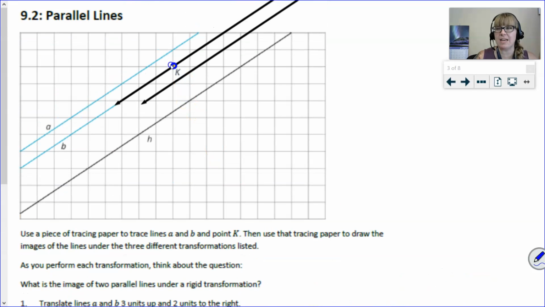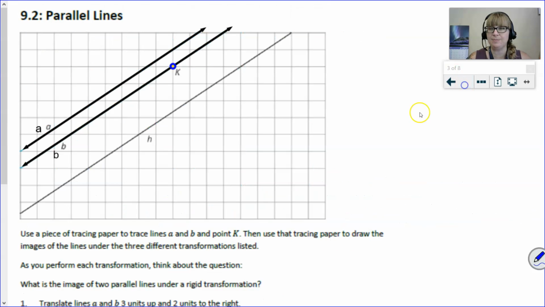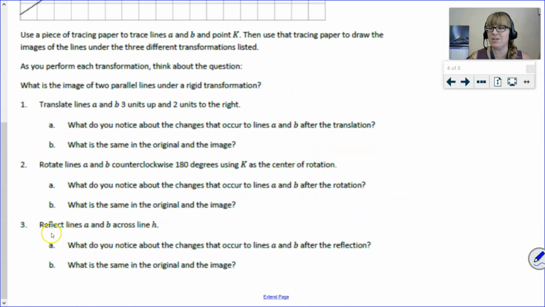And again, I want to emphasize that B stayed on B because we rotated around a point that was on B. Normally, that's not always going to be the case, just like we saw with our very first problem, our warm-up, where we could rotate around any of the points in between, and then it came into a new position. And now our final one, again, you're going to see these notes disappear because I'm moving on to a new slide, so that we can finally finish and talk about reflecting lines A and B across line H.